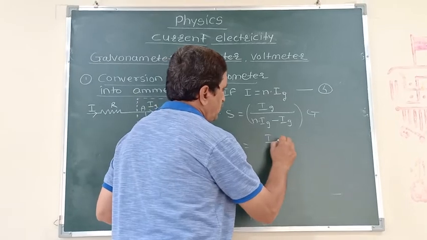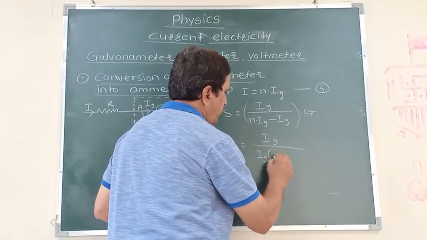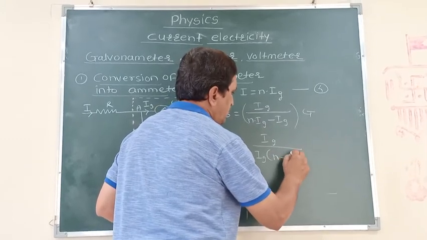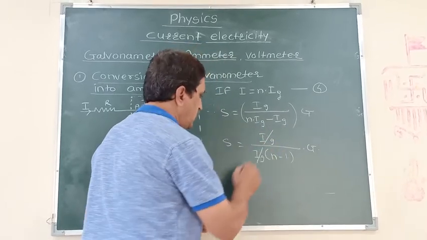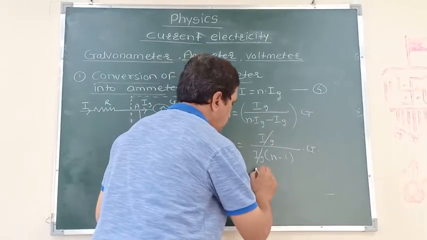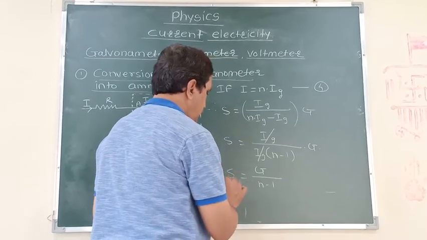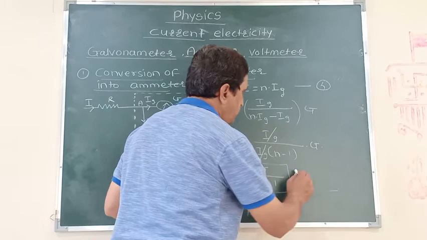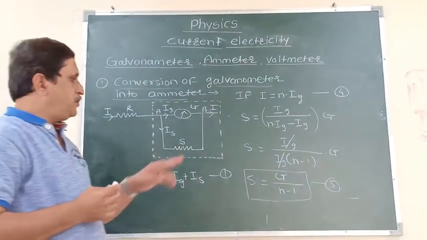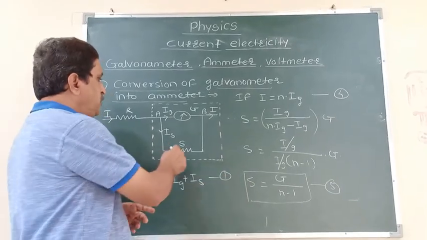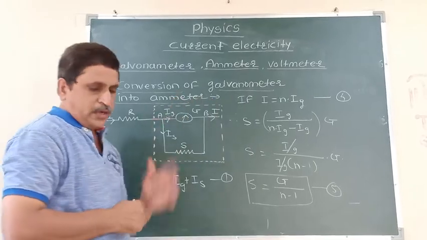S is equal to Ig divided by, if you take Ig as a common term, then what will remain in the bracket? N minus 1 here into G. Ig gets cancelled. That means S is equal to G divided by N minus 1. This is another form. By using this equation, we can find out the value of resistance that should be connected in parallel combination with the galvanometer to convert it into an ammeter.